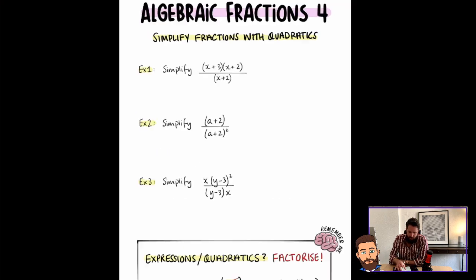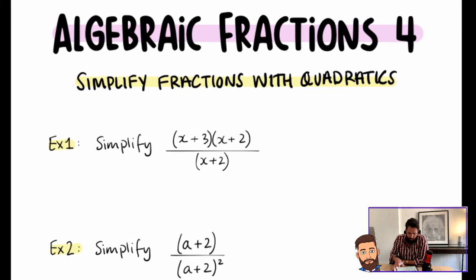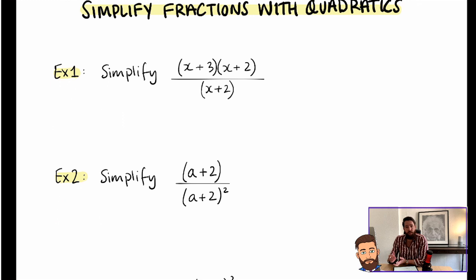Okay, so that takes us on to algebraic fractions 4, where we will be simplifying fractions with quadratics. And as stated before, you need to know 1, how to simplify basic algebraic fractions, and 2, how to factorize quadratics. So we'll take a bit of a step back and look at how we just simplify basic multiplication algebraic fractions where everything's been multiplied together. And we'll look at example 1.